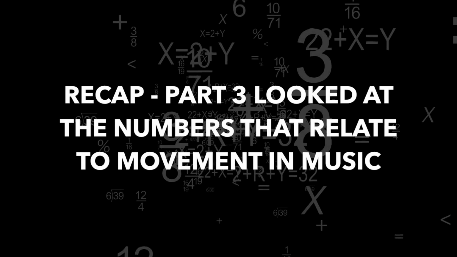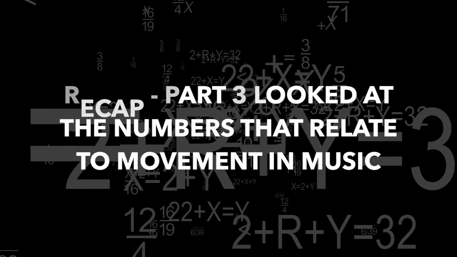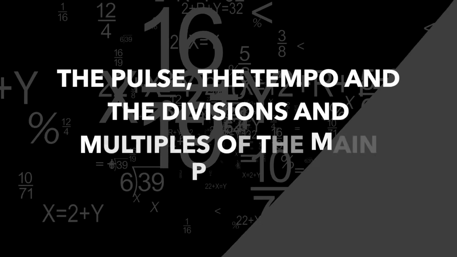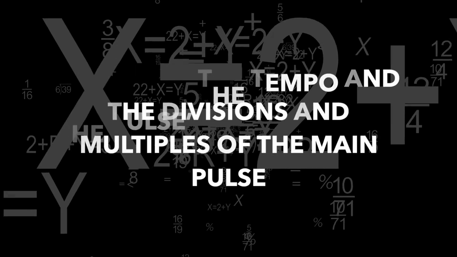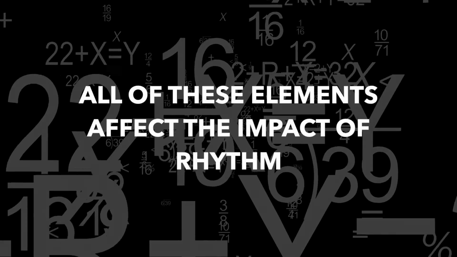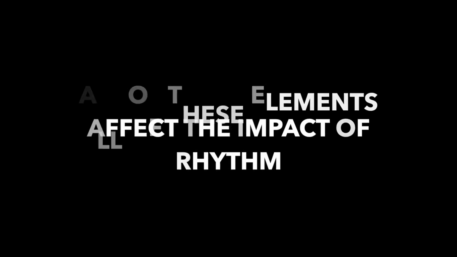Part 3 looked at the numbers that relate to movement in music, the pulse, the tempo, and specific note values that create either divisions or multiples of the main pulse. All of these elements affect the impact of rhythm.